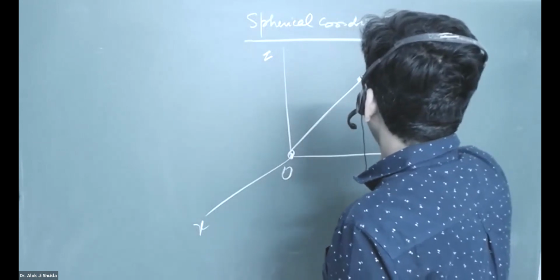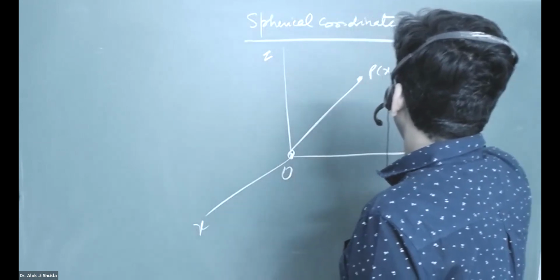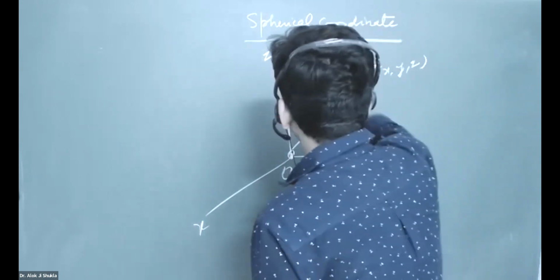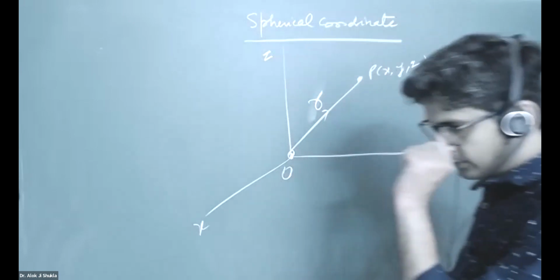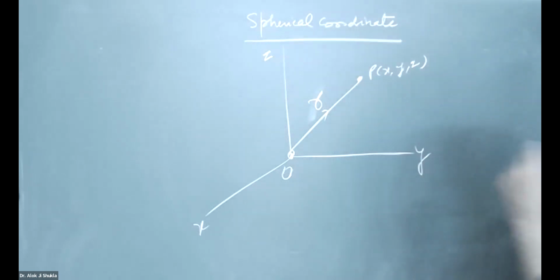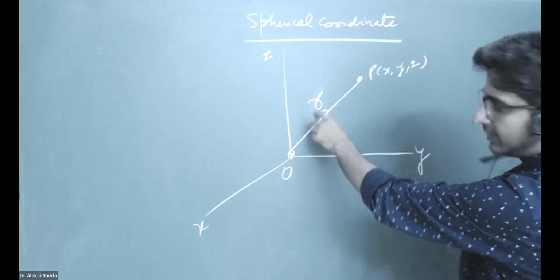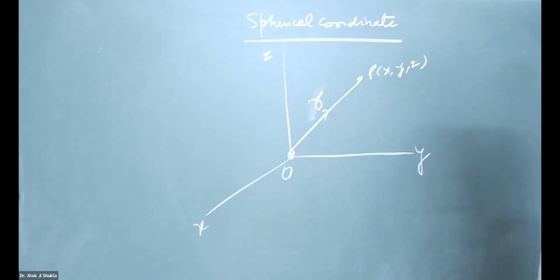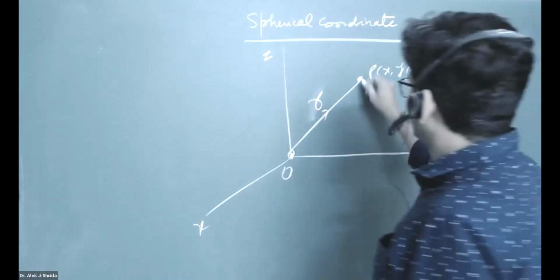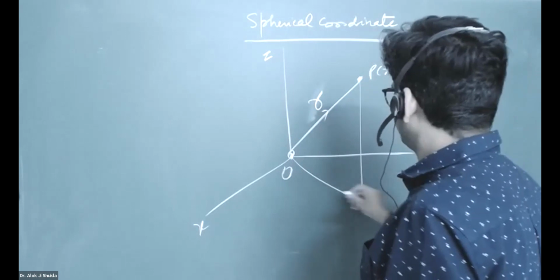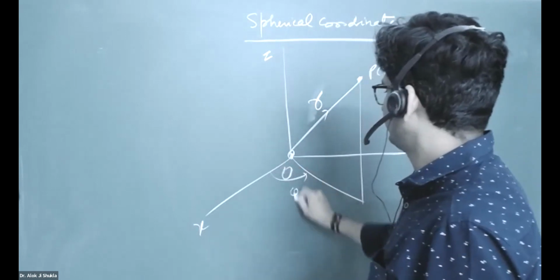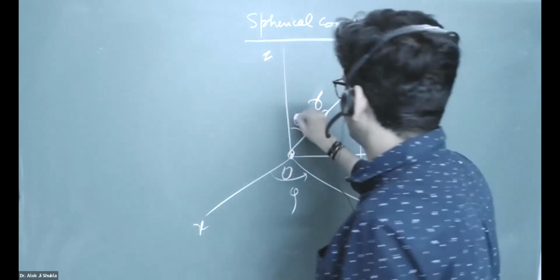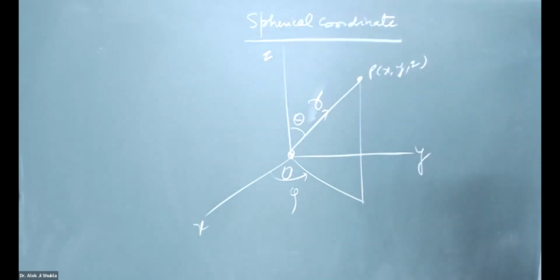This is the origin. This is that point P, which is actually x, y, z. Now this is r. Don't confuse it. Sometimes in the cylindrical coordinate system, this is written as r, but this r is not that r. That r is this on the xy plane. If I make it like this, it is the same angle phi. So r, phi, and this angle is theta. This makes the spherical polar coordinate system.